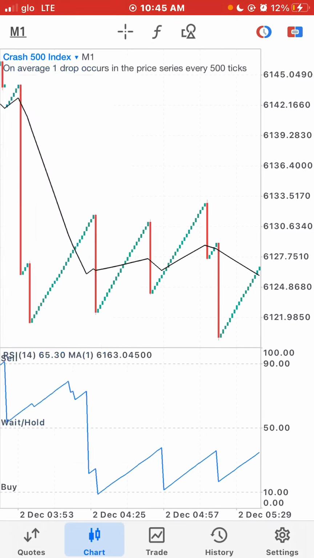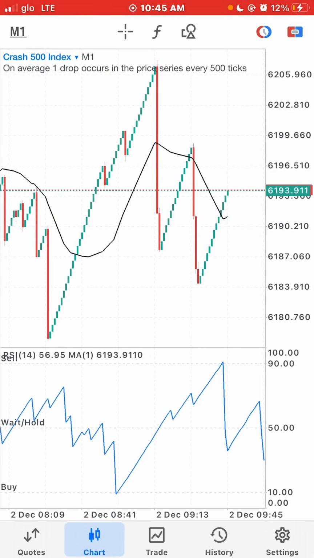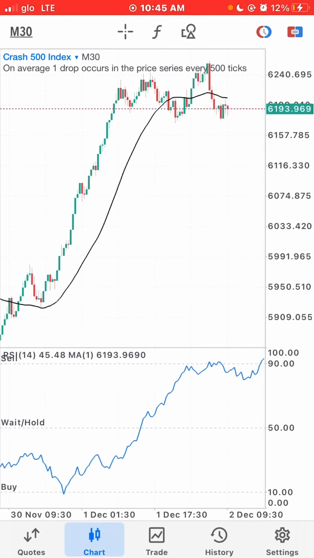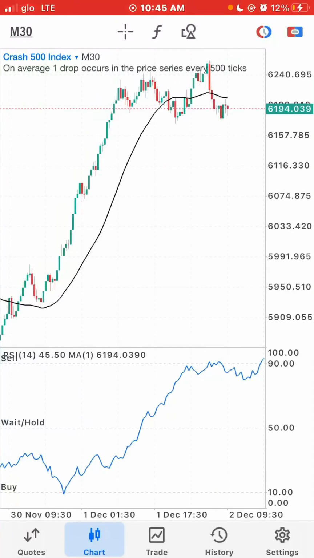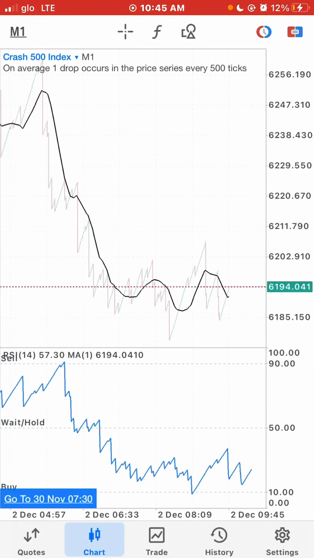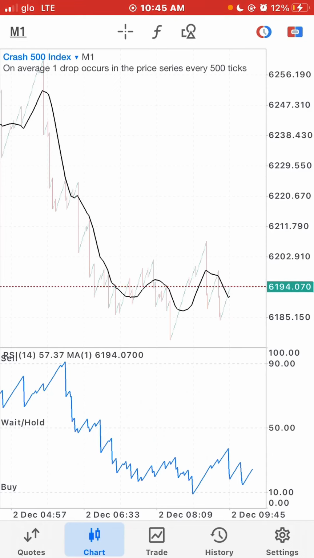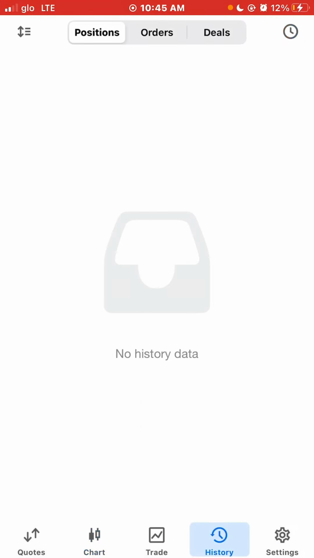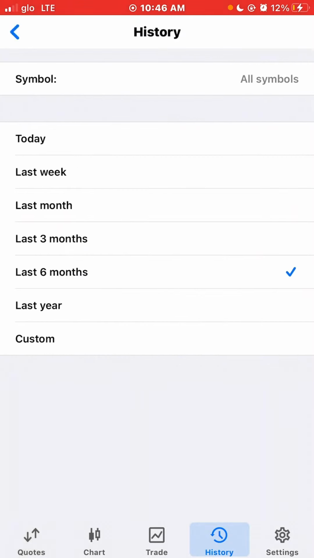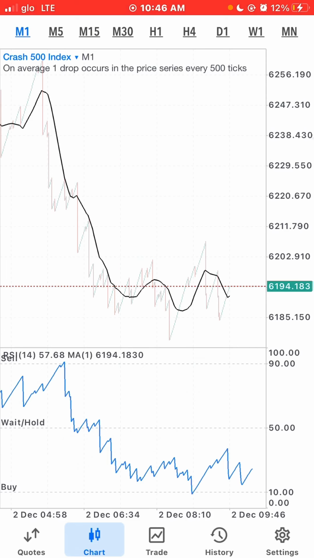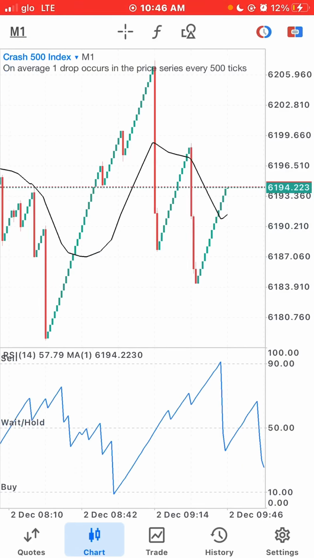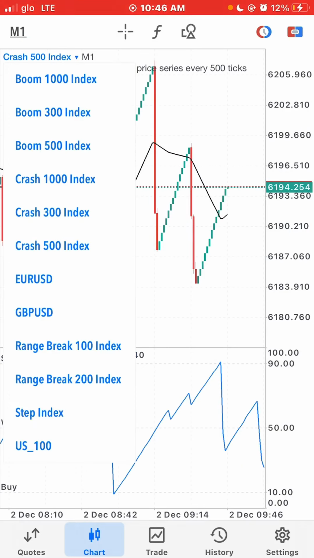Now you have to use the 30-minute time frame. If you want to catch long trades, you have to use the 30-minute time frame. So that's what we're going to be using in this strategy, just the 30-minute time frame.